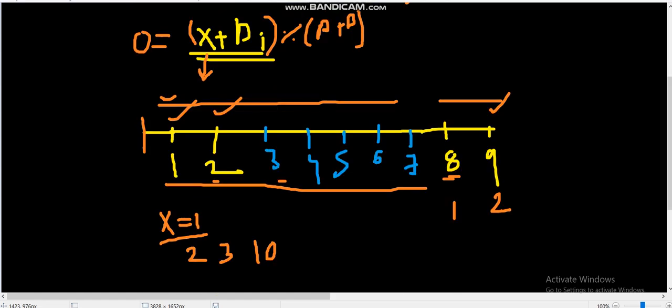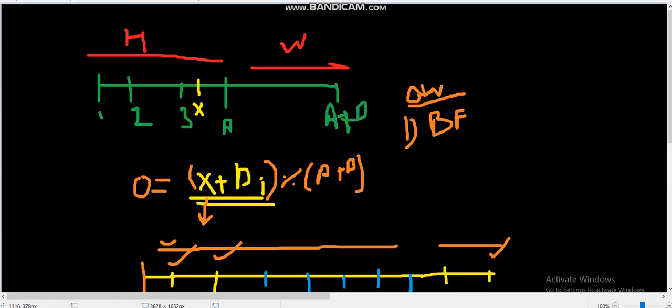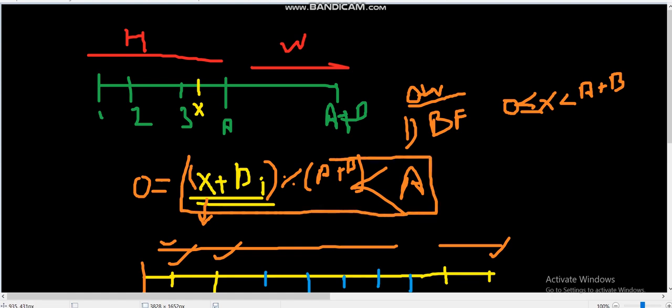So what I am trying to say is that for the brute force algorithm, we can iterate over all the values of x from 0 up to less than A plus B, and check all the possible cases, whether all x plus D_i modulo A plus B are holidays or not. For checking that, we check x plus D_i modulo A plus B, and if it is less than A, then it is a holiday, and otherwise it is not. That's the condition we have to check for all the D_i values for the brute force algorithm.